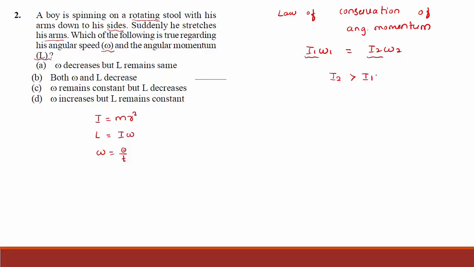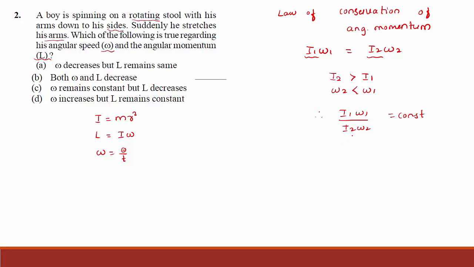In the second case, moment of inertia increases when he stretches his hands because the radius of gyration increases. I2 is greater than I1. If I2 is greater than I1, then how to write about omega? Omega 2 is smaller than omega 1, because you can observe the above equation. I1 omega 1 divided by I2 omega 2 is equal to constant, according to the law of conservation of angular momentum.